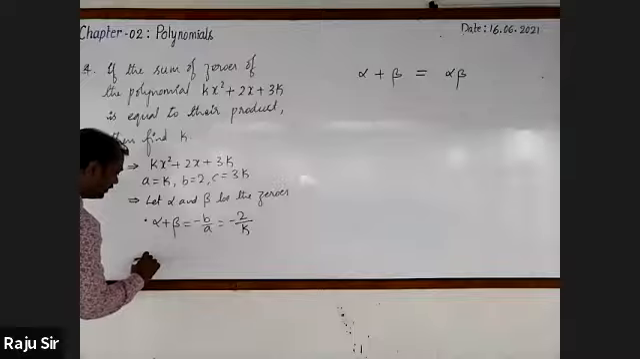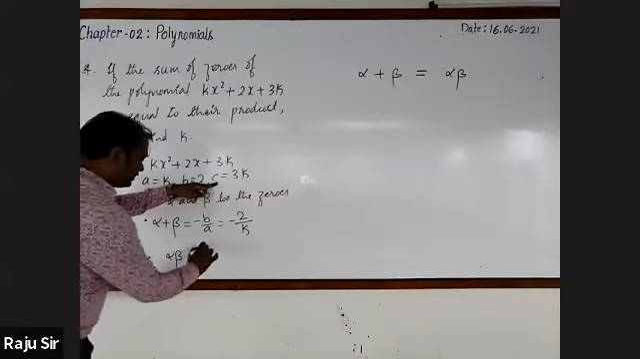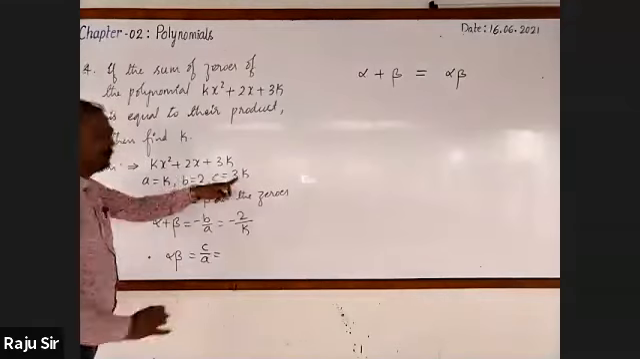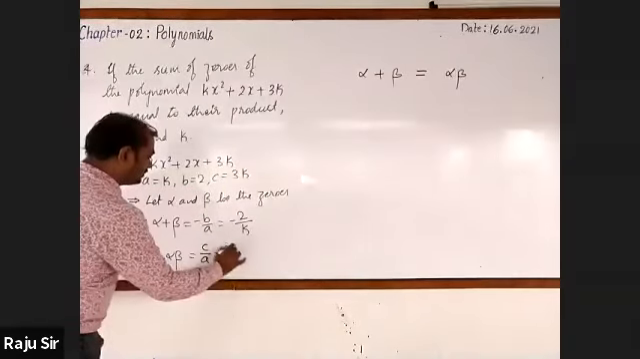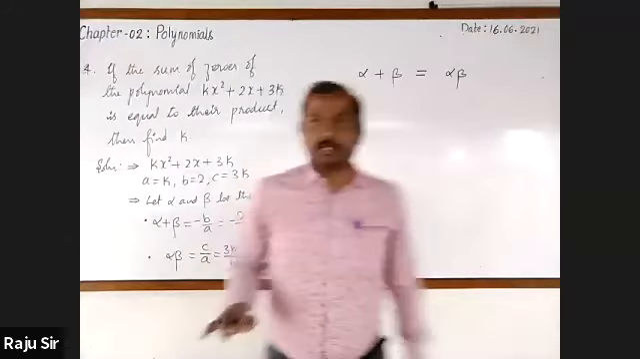Then alpha into beta. Alpha into beta is c by a, where c is 3k and a is k. k and k get cancelled. The product is 3.